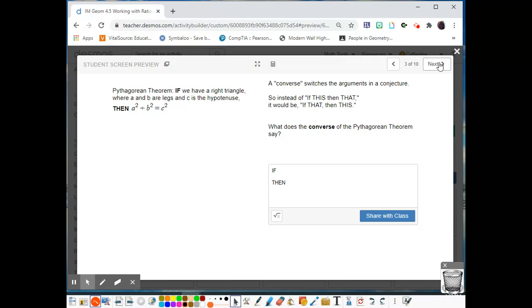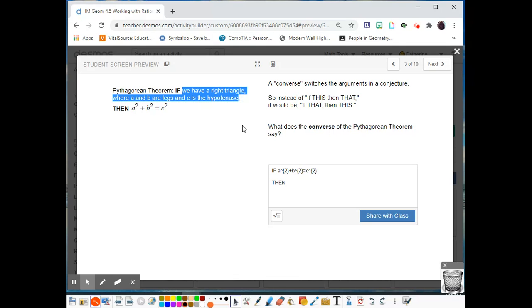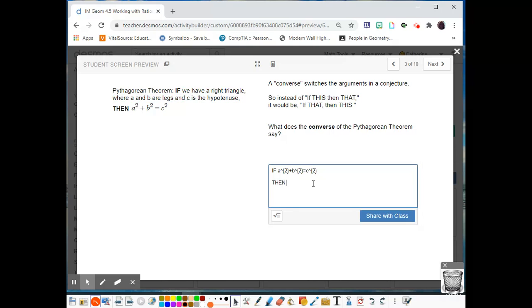So the converse of the Pythagorean theorem would be: if A squared plus B squared equals C squared, and we're just going to copy this from here and paste it over here, so we say if A squared plus B squared equals C squared, then we have a right triangle with legs A and B and hypotenuse C. Okay, and the notation is using our caret to indicate that those are squared, so that's just fine.